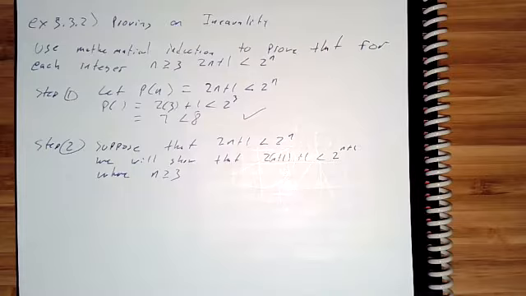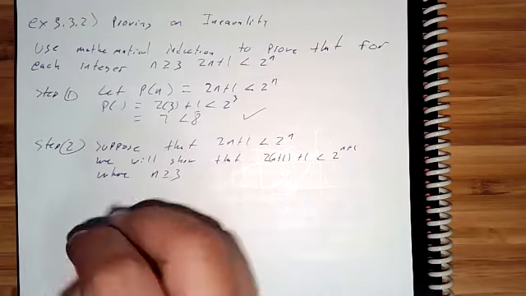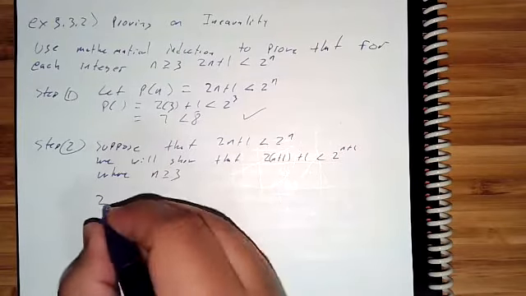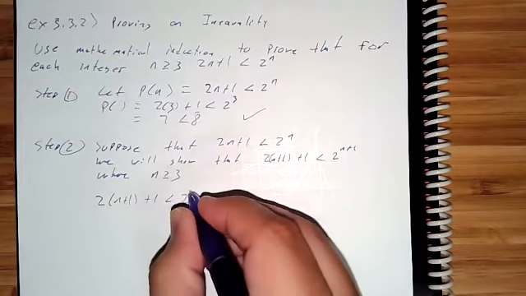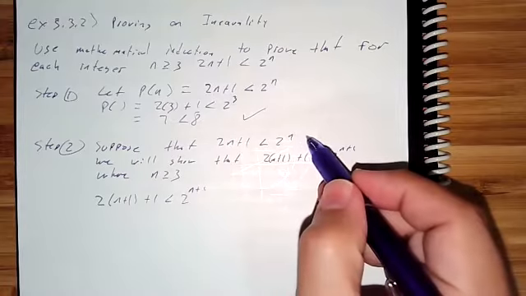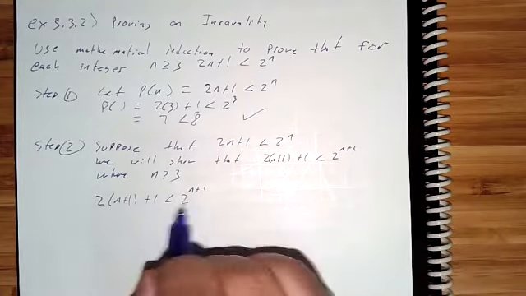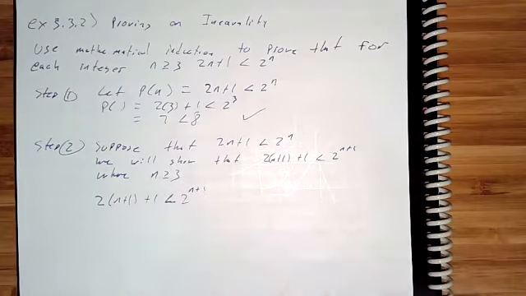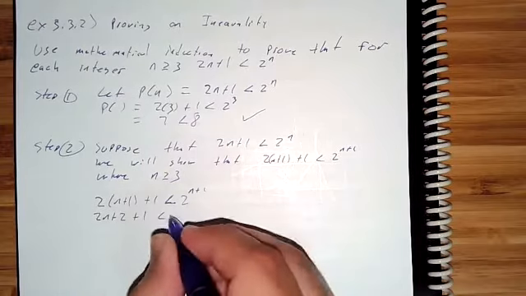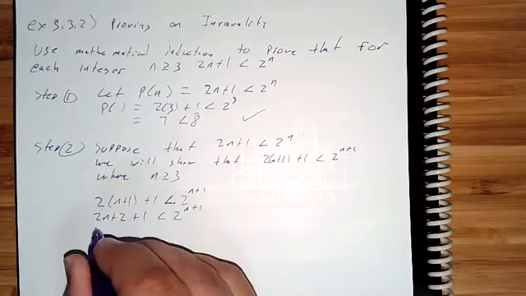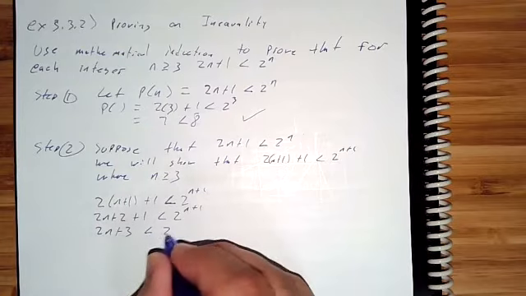All right, so let's see, let me think about this. Well, let's just start trying to do algebra. So we're going to start with this guy and see if we can use the hypothesis to show that this inequality is true. Okay, so that'd be 2(n+1) plus 1 less than 2^(n+1), which is 2n plus 3 less than 2^(n+1).